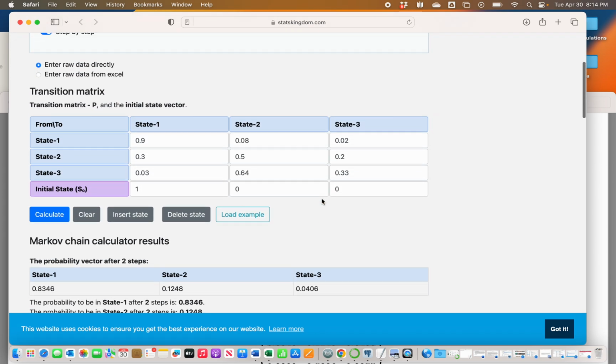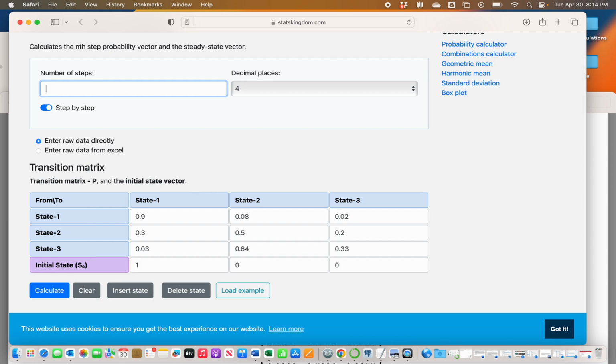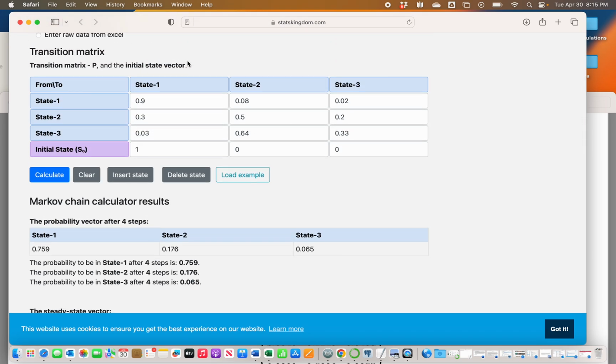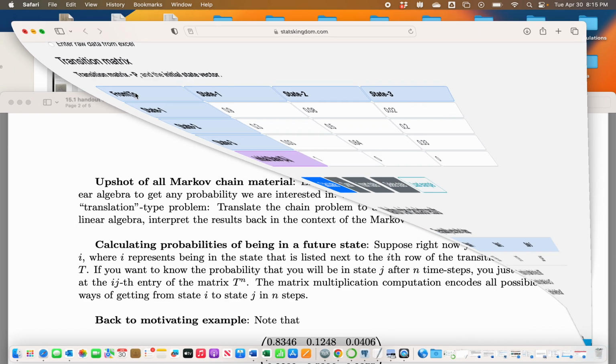So anyway, if you want to ask, like, well, 4 days from now, if I start him healthy, what's the probability he's still healthy? 75% chance now. 17% chance that he's kind of sick, and then a 6.5% chance that he's too sick to go to daycare. So you can just use this if you want to calculate Markov chain probabilities. Okay.